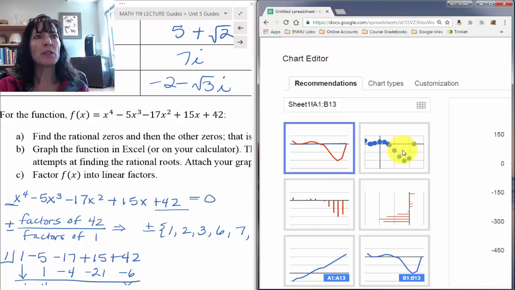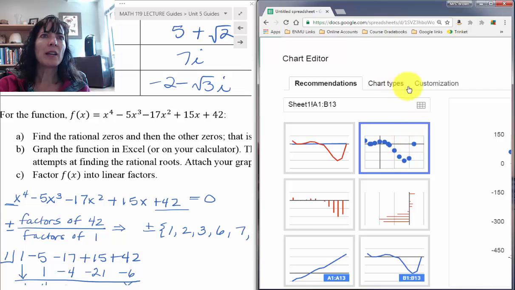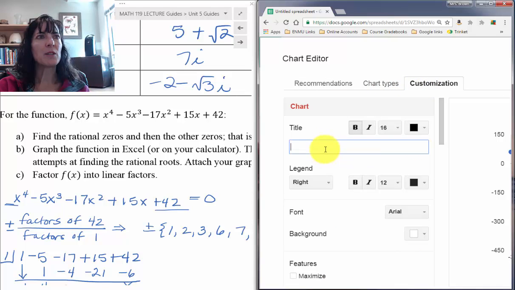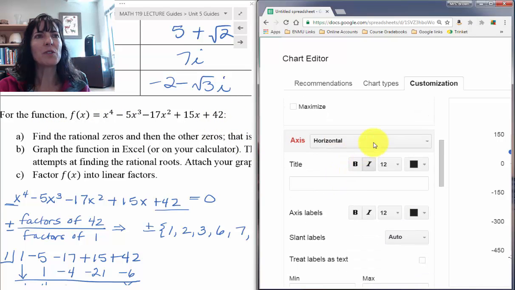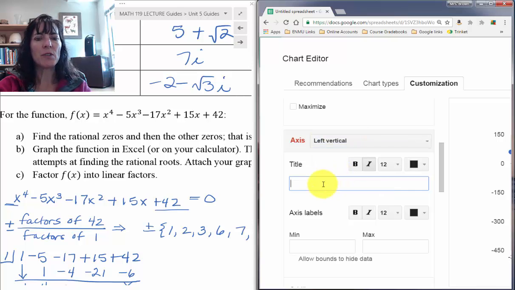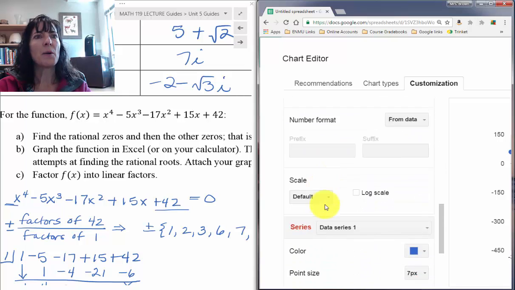I probably want to go with this dot chart here, and I would want to customize a little bit and say this is f of x at a minimum, and maybe even put in this function, but it really looks bad with the way we can type on the keyboard. So my horizontal axis, that's going to be the x values, and I can switch to left vertical, that's going to be the f of x or the output values.